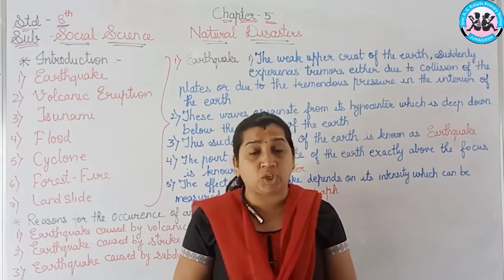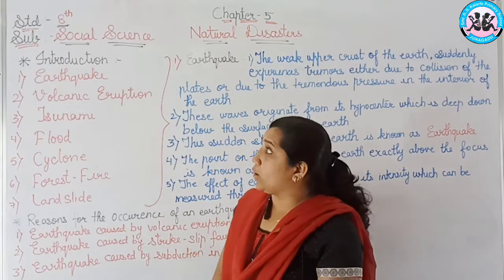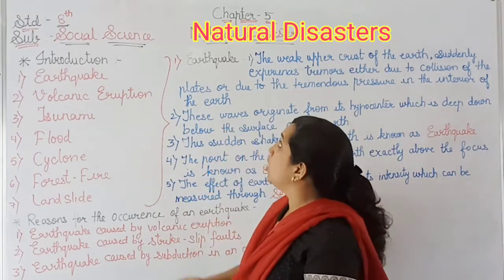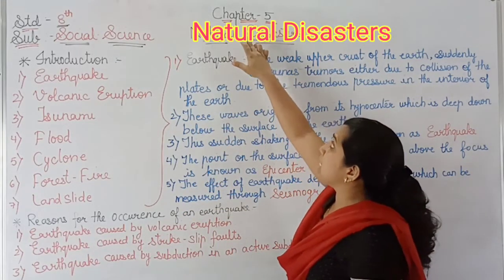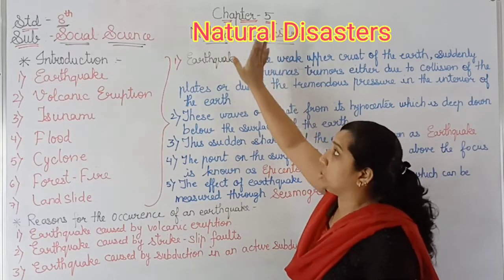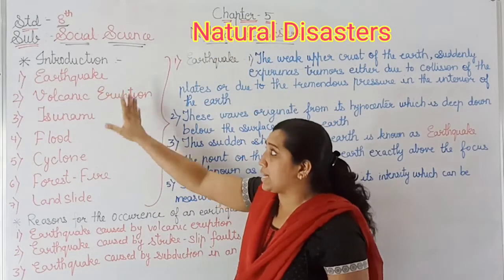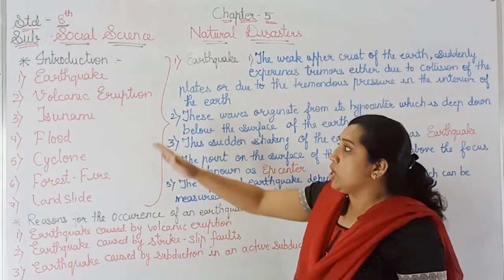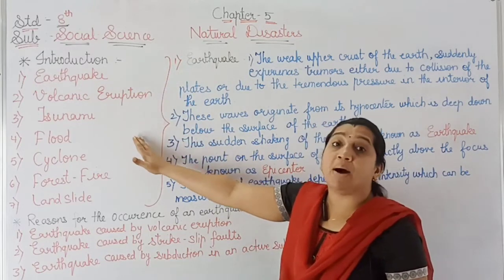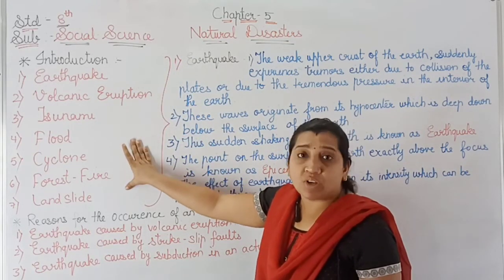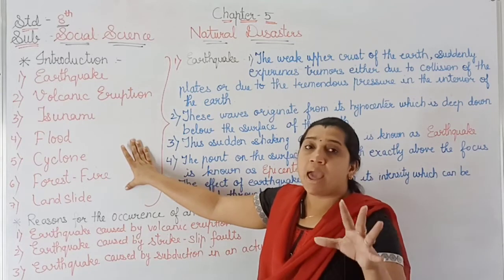My name is Rajshree Lakhani and today we are going to start with the chapter of Geography whose name is Natural Disaster, Standard 8 Social Science. Now in this particular chapter we are going to study about the natural disasters which are happening in our environment.